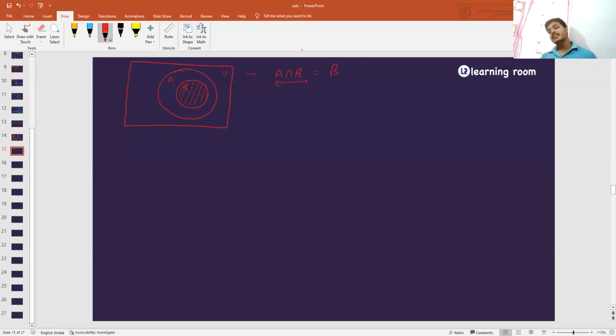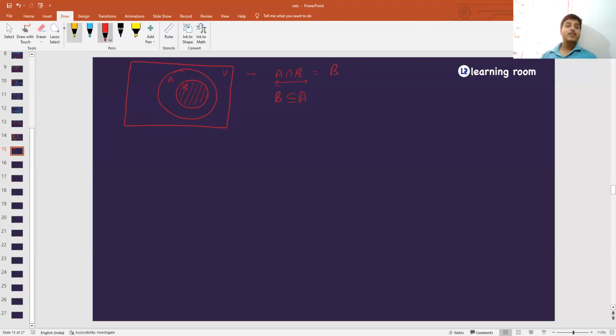So what kind of set is it? Can you comment on it? No, sir. So B is a subset equal to A. Isn't it? B is a subset of A, right? Because B has taken every one of its elements from A only. Understood?